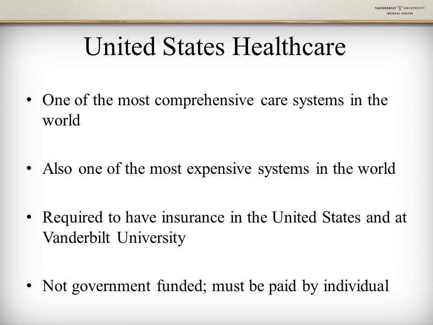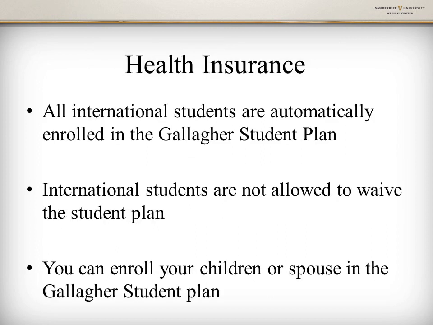Health insurance in the United States is not government funded and is privately paid by each individual. Vanderbilt University works with the Gallagher Student Health Insurance Plan, which is a comprehensive plan offered to all students at Vanderbilt University. This plan is required for international students, and all international students are automatically enrolled in this plan. If you have a child or children or a spouse who needs health insurance, you may also enroll your children or your spouse in the Gallagher Student Plan.